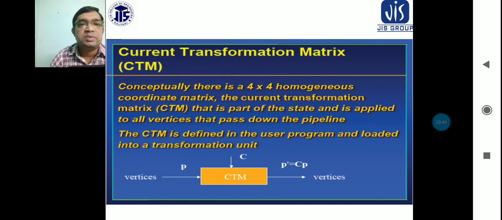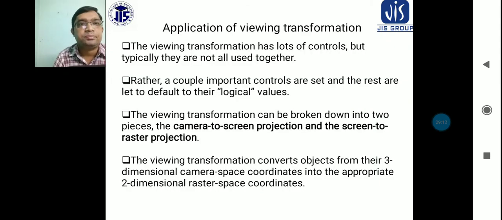The current transformation matrix is defined in the user program and loaded into a transformation unit here. You can see that the current transformation matrix is given, and the first input is the vertex P, with the arrow going downward from it to C. The vertex P' equals C times P according to the current transformation matrix. A few applications are considered according to the viewing transformations.